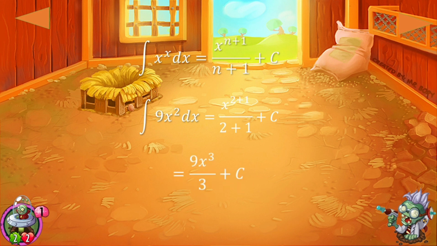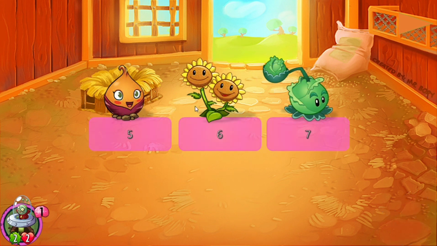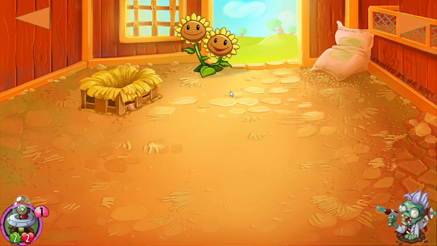Yet we have 9 before our variable. Therefore we're having 9x cubed over 3 plus c. And as we know, 9 is divisible by 3. So the answer is 3x cubed. Let us proceed to the next number, which is number 5.